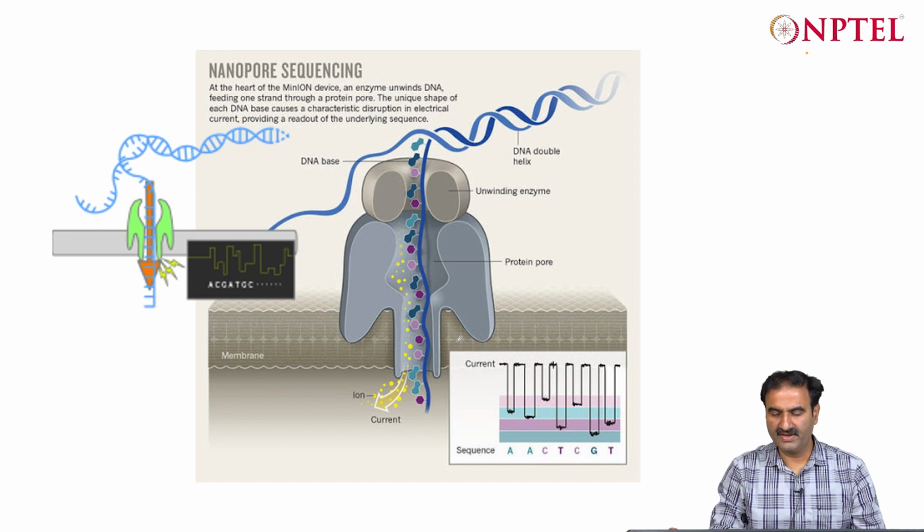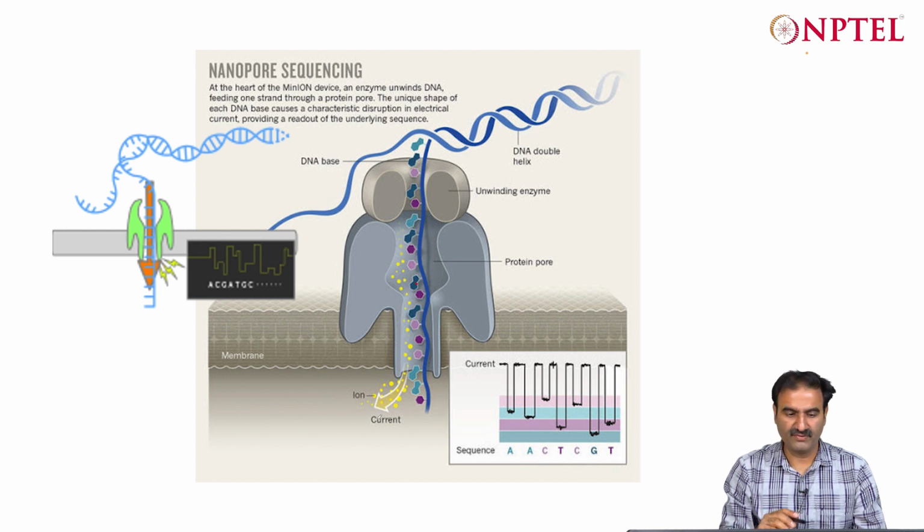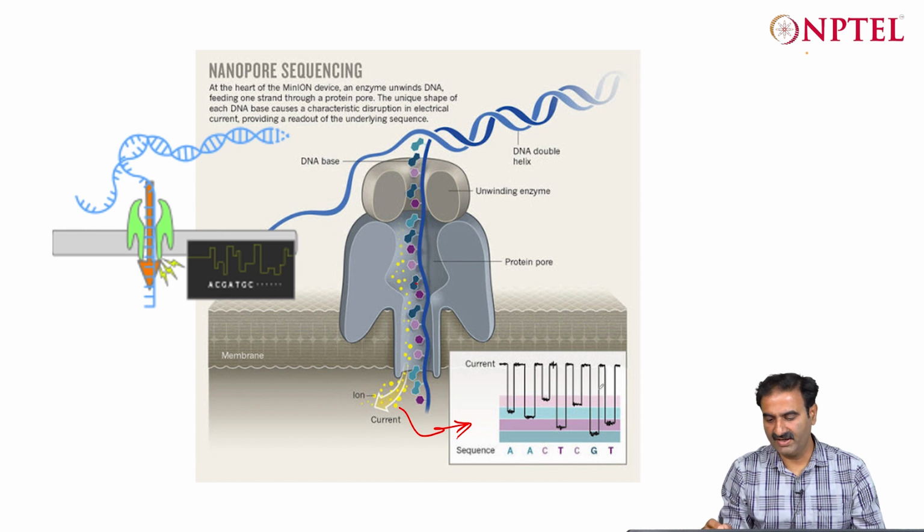This is another picture of this. These are different nucleotides blocking the pore differentially because of their different shapes, leading to a change in the ions flowing through, and this change is then detected in the form of current. A, T, G and C will produce different kinds of current, okay.